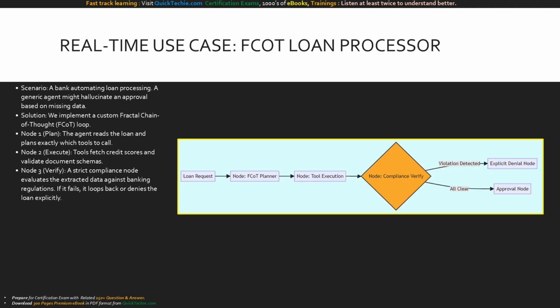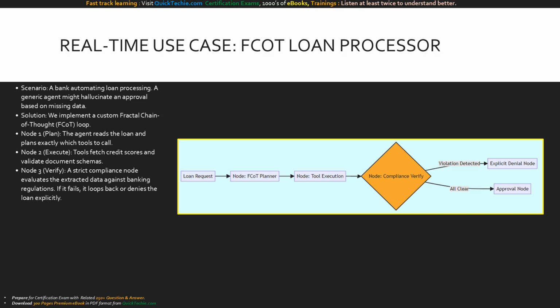Let's apply this to a high-stakes, real-time use case, enterprise loan processing. If you use a generic agent here, it might hallucinate an approval based on missing data, causing massive financial loss. Instead, we build a custom fractal chain of thought, or FCOT loop.